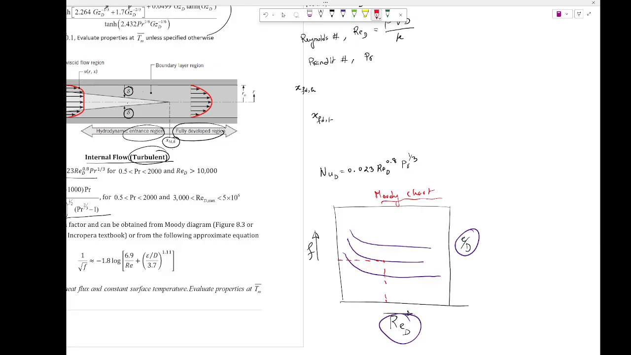Everyone understand so far? That's all the Moody chart. Now in the Moody chart, oftentimes you'll be seeing a line. That line is for laminar flow, and this is for turbulent. Again, what does the Moody chart do? The Moody chart gives you the value for the turbulent.